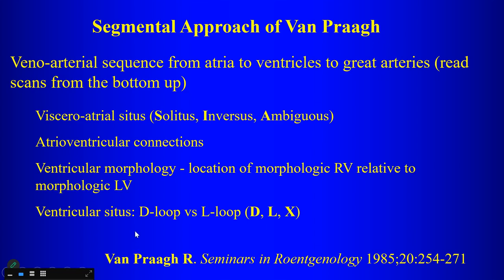The ventricular situs, when we think of ventricular situs, this has to do with the looping of the heart, right? Which way did the heart loop embryologically? Now we can tell that. Are they D-loop ventricles versus L-loop ventricles, right? Usually with D-loop ventricles, the right ventricle will be to the right of the left ventricle. With L-loop ventricles, it's the reverse. The morphologic right ventricle will be to the left. Your choices there are D-loop, L-loop, X meaning we can't tell, okay? Most cases you're going to be able to decide if it's D-loop or L-loop.